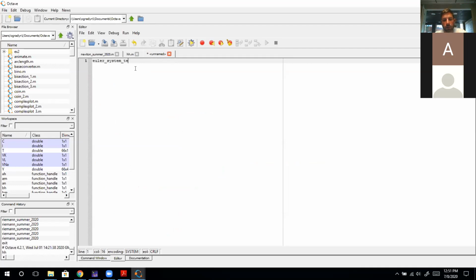So let's just call it that, since we don't even know if it's going to work yet. So that I'm teaching you the ways here. This is how I call things before I know they're going to work. And then once I figure them all out, I give them better names. I'm going to call it Euler System Test.